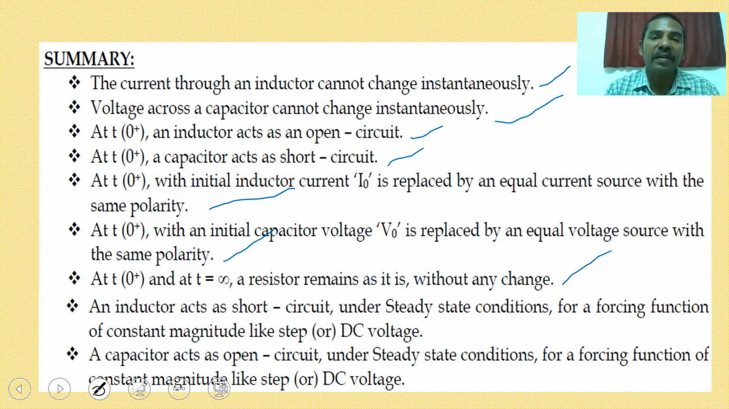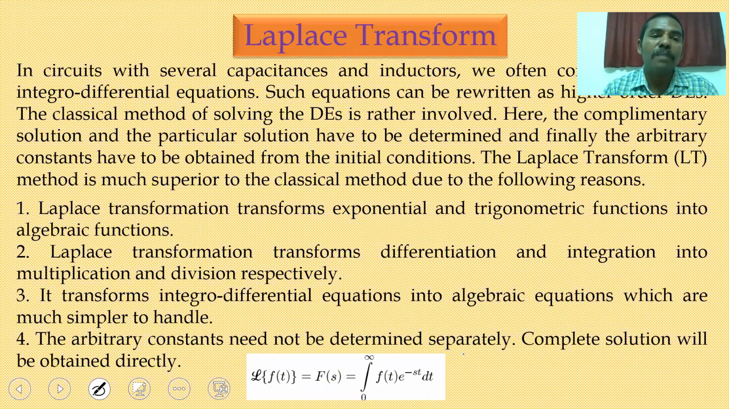Then coming to the t is equal to infinity condition, the inductor will be short circuited and the capacitor will be open circuited. So these are the conditions with respect to DC voltages. If it is an AC voltage, it will be permitted. Are you understanding? Then coming to the Laplace transform.